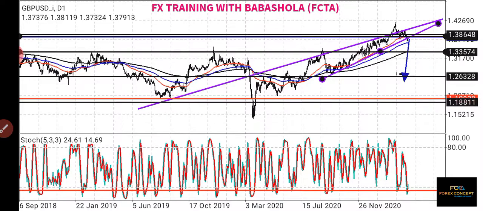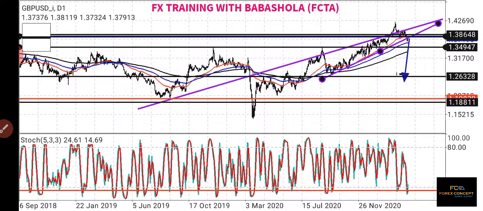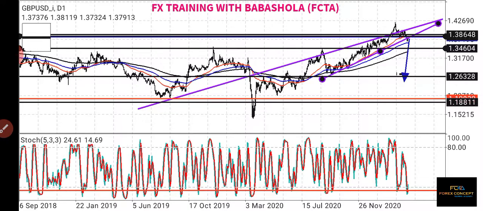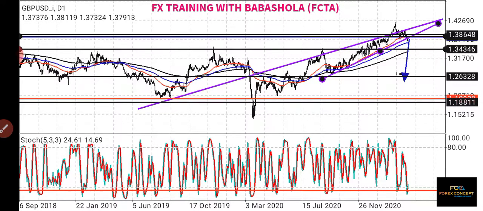To be on the safer side, just put it at this region, 1.34392, because this line can't get there. Just put 1.34392, and your stop loss 1.38643. When I calculate your risk to reward ratio, it is 1:4. So this is a very good trade.